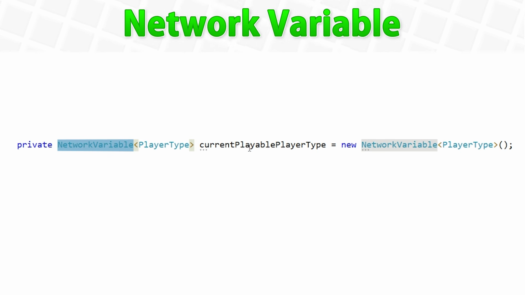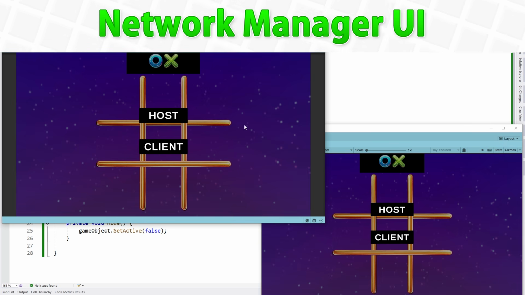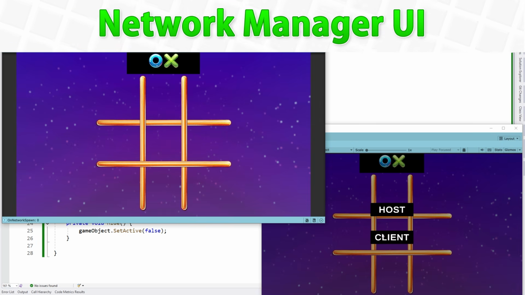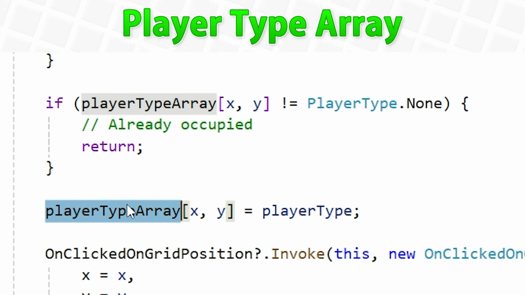So to solve that, we're going to learn about another super useful Netcode for GameObjects feature, the network variable. This allows you to automatically synchronize some data without needing RPCs. After that, we create a network manager UI, just a simple UI with buttons to either start host or start client. Next, we're going to create the player type array. This is the 2D array that will store the state of each grid position in our game. With this, we will ensure only one player can take an action on the same grid position.